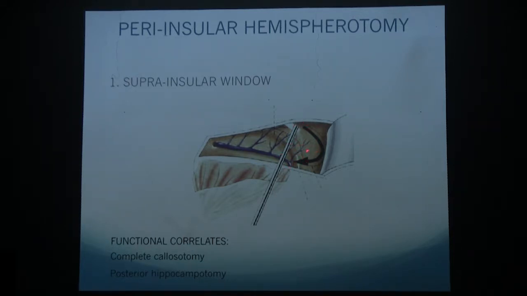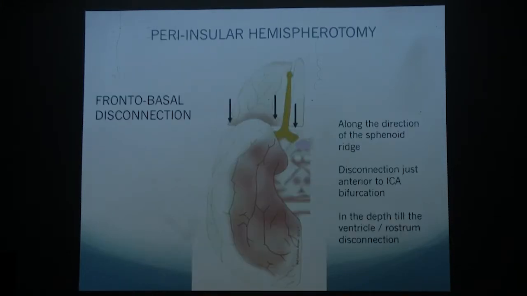So inside the window, at the end of the splenial disconnection, you have access to the fornix. And if you disconnect the fornix here, at least 70% of the temporal lobe output goes through the fornix, and a lot of the epilepsy can be treated just by disconnecting the fornix. So that's what you call a posterior hippocampotomy.